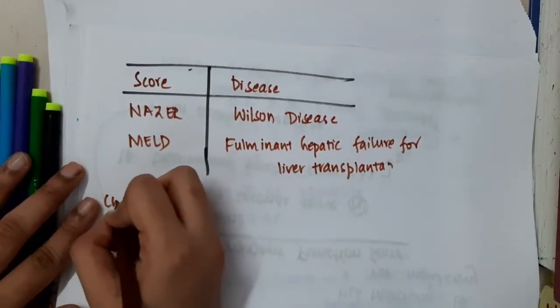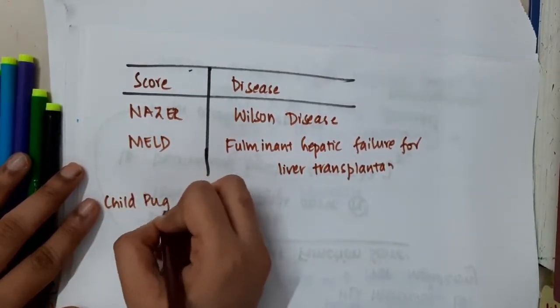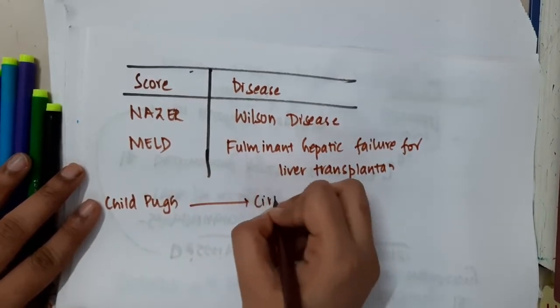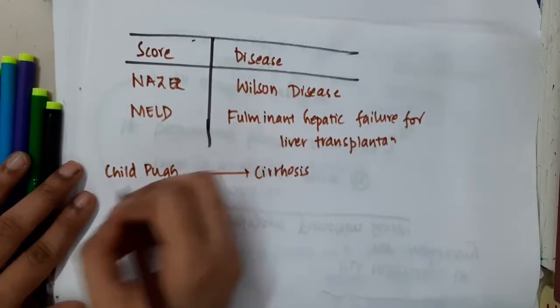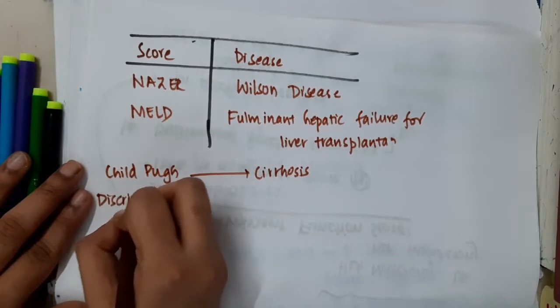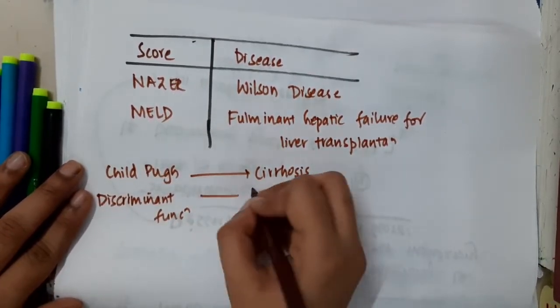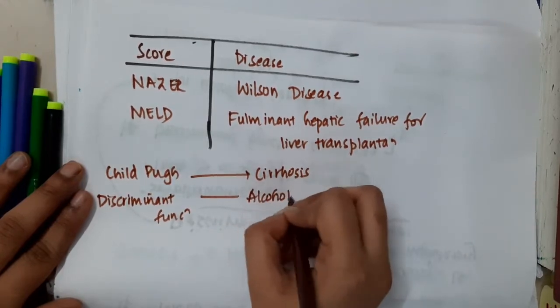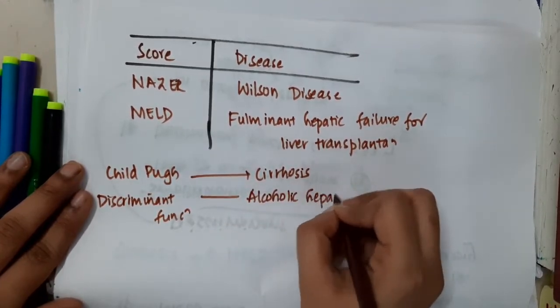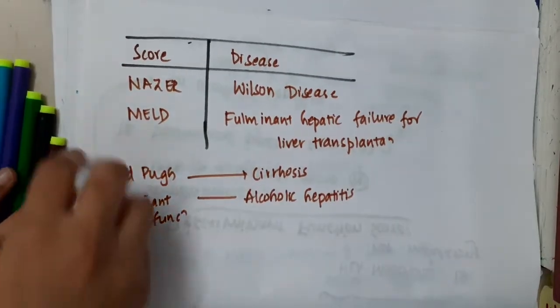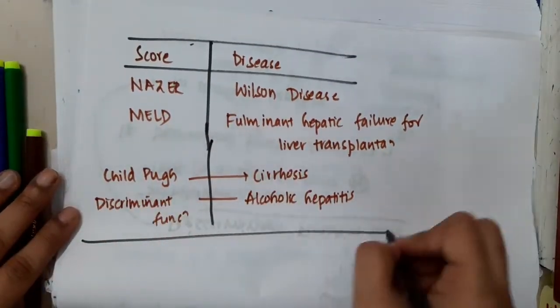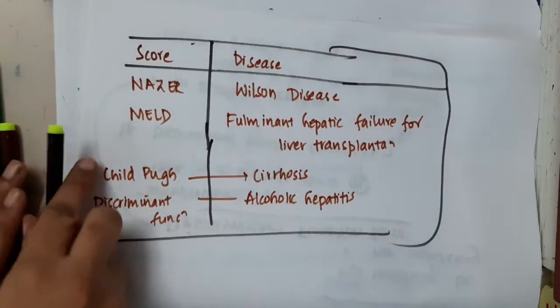Okay, then we have Child-Pugh score. Child-Pugh score is for cirrhosis. Then we have discriminant function score. What is discriminant function score for? Discriminant function score is for alcoholic hepatitis. So these are the important scores and the diseases.